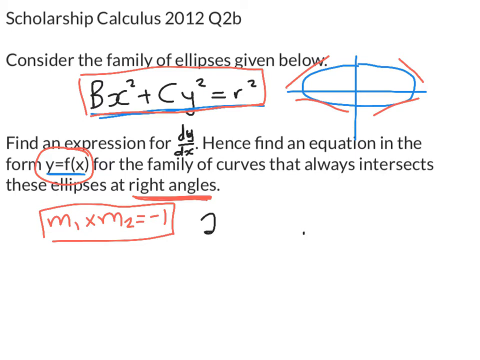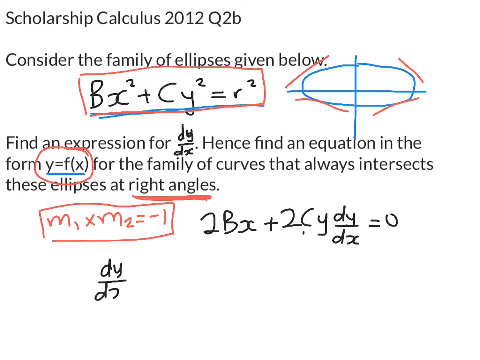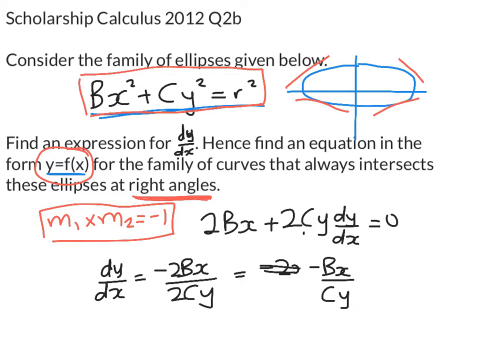We're going to get 2bx plus 2cy dy by dx is equal to 0. And that gives me dy by dx is equal to -2bx over 2cy, which cleans up to -bx over cy. Right, so that's the gradient on the ellipse, any of those ellipses, but we want to have the gradient that's perpendicular to that. And from there we're going to find a family of curves. So we'll go on to a new slide to do that.